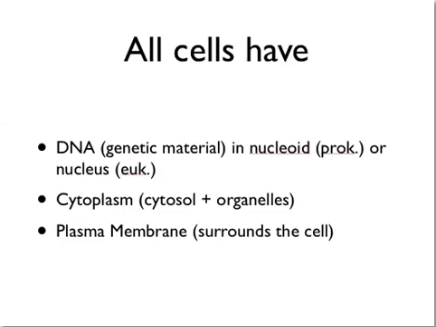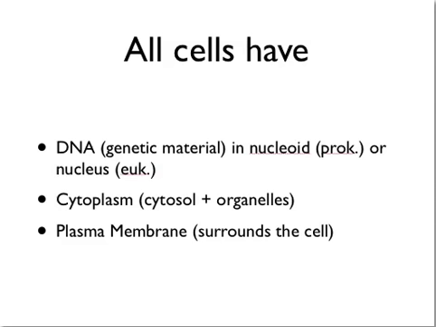All cells have these 3 things in common. All cells have DNA, which is that genetic material. It can be either in the nucleoid in prokaryotic cells or in the nucleus in eukaryotic cells. I'll show you pictures of this later on when I'm talking about specific kinds of cells. All cells have a cytoplasm, which is basically a cytosol plus where organelles can freely exist. And all cells have a plasma membrane, which surrounds the cell.